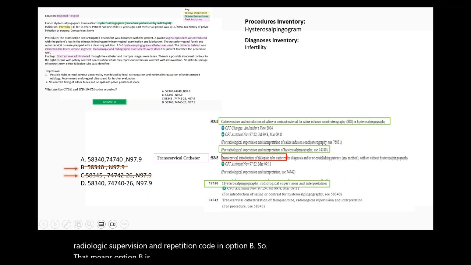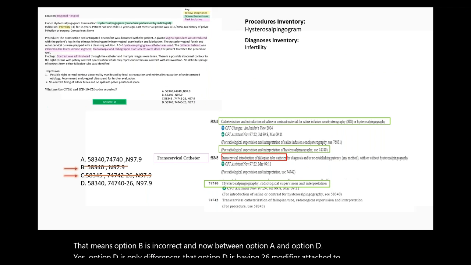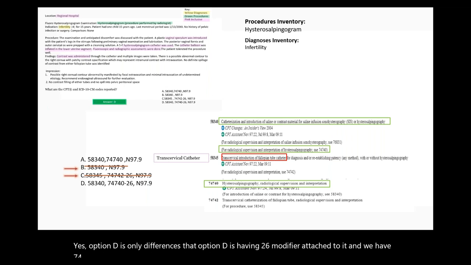And now between option A and option D, yes, the only difference is that option D has a 26 modifier attached to it, and we have 74740 as well. That would be hysterosalpingography, radiologic supervision, and interpretation.